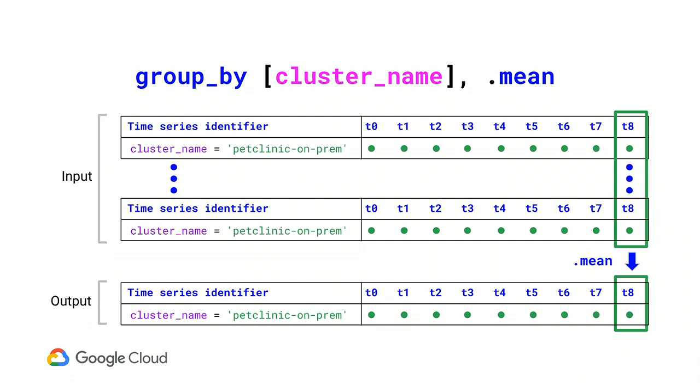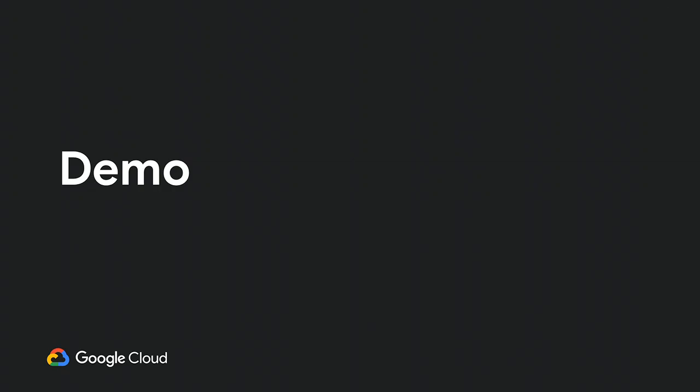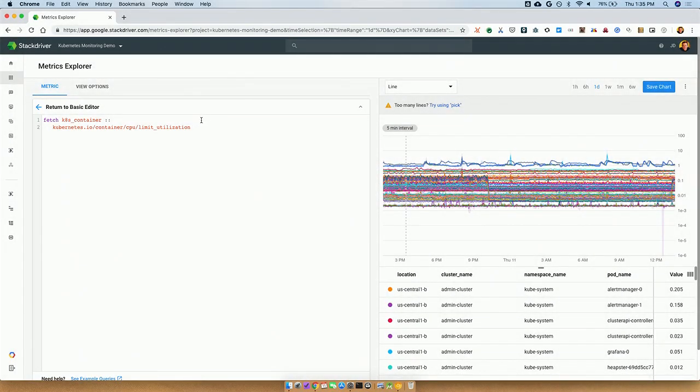And we do this for every value of cluster name. So for every value of cluster name, there'll be another group of time series like this, and we do the same thing, and that's how we produce the output table. All right, so let's look at that a little bit in action.